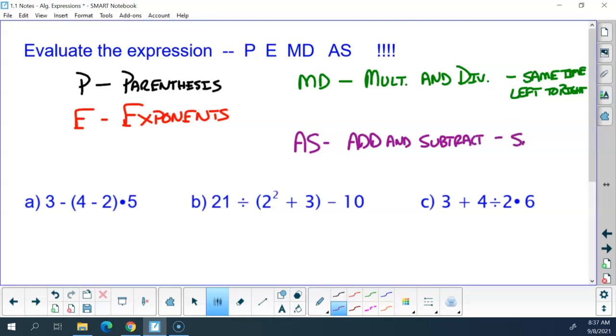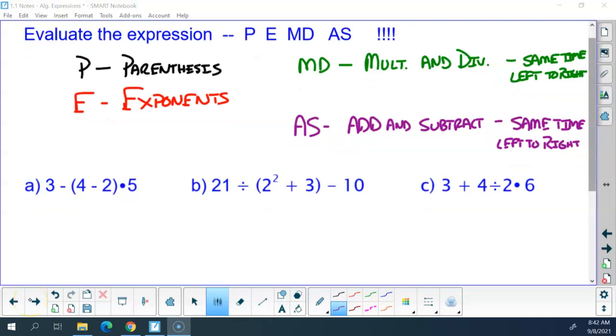Again, that is done at the same time. Again, that is done left to right. Having said that, try those three. Find me what you get. Evaluate those three expressions, A, B, and C.